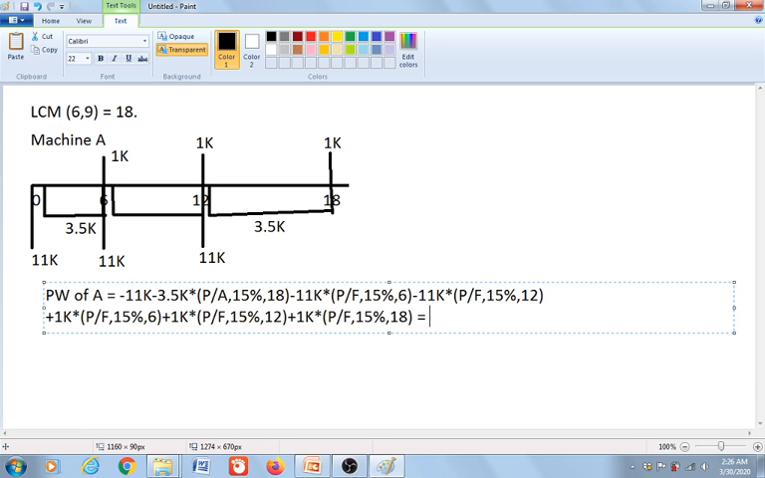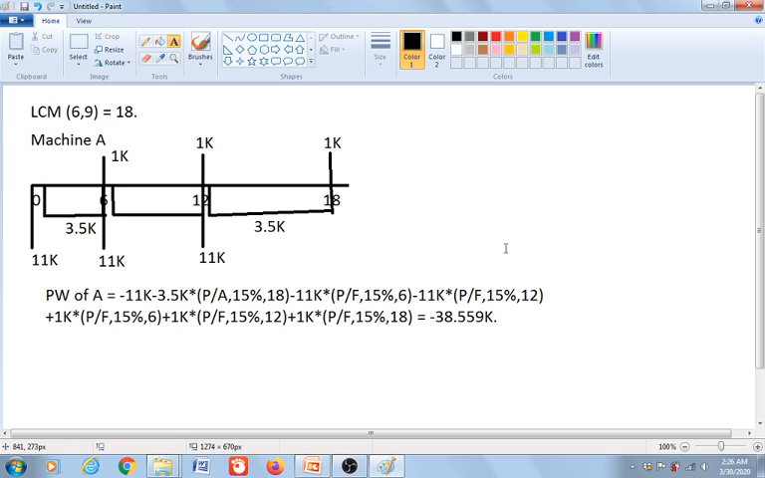So the next thing that we need to do, we need to look up the interest table, and if you do this correctly, the present worth of machine A is minus 38.559K. So that's the present worth of machine A.